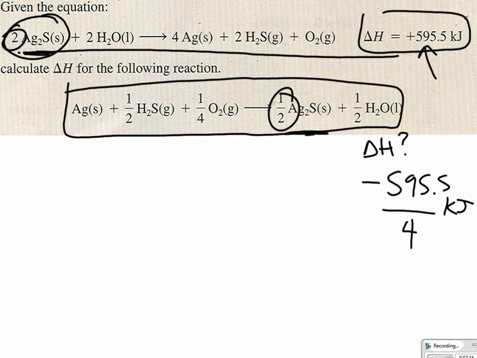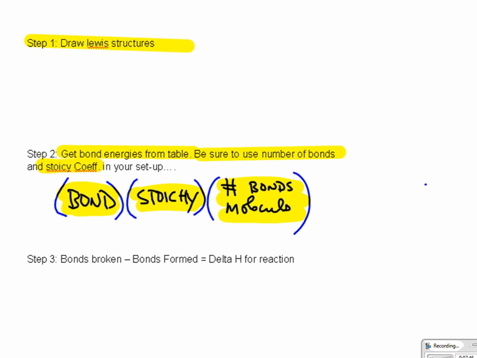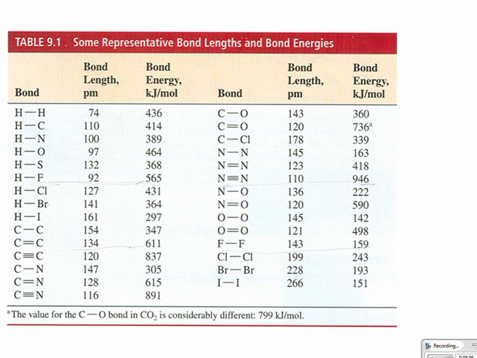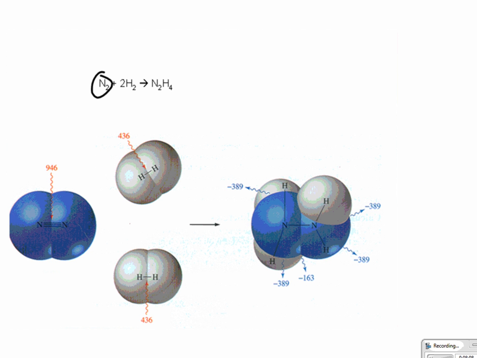Next thing, the first way we actually find delta H is listed on your handout. It says bonds broken, reactants, minus bonds formed. This is the only one where it's reactants minus products. Everything else is products minus reactants. It's the key thing to write down. Your first step in the problem is to draw the Lewis structure. So like this problem right here, where they gave us N2 plus 2H2 equals N2H4.